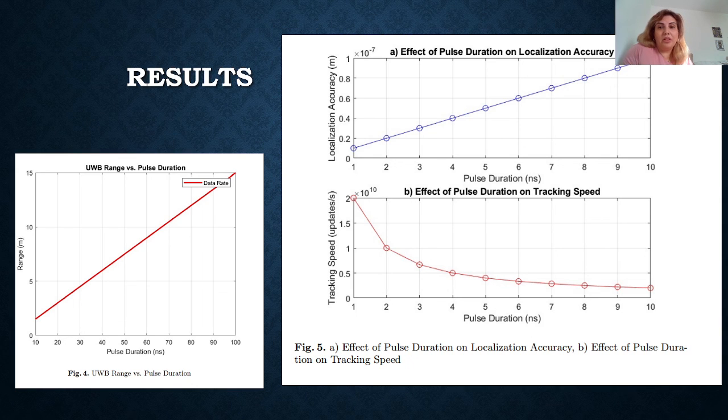But here, look at this plot here. If you are looking at that kind of a speed, your pulse duration should be between 2 and 3. So this study is useful in terms of coming up with a certain value that would work for different applications and gives you an understanding of how to pick the pulse duration, how to design your system based on what you want, what's your priority.